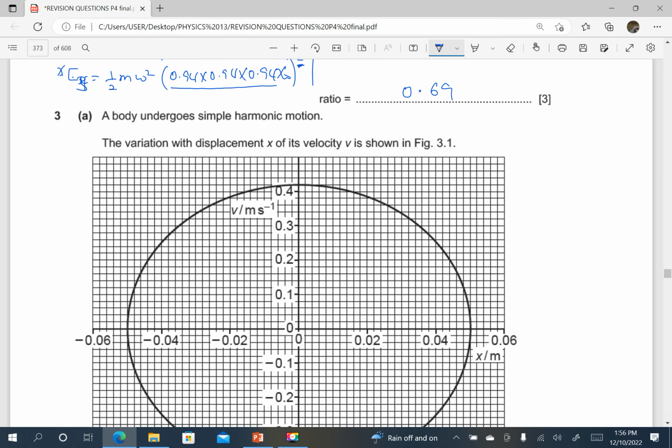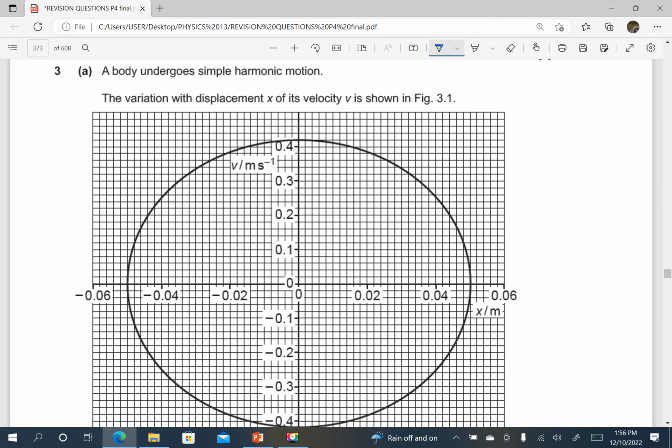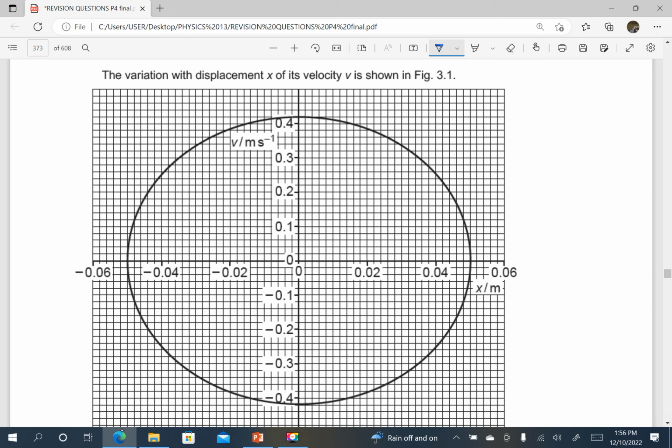The body undergoes simple harmonic motion. The variation with displacement x of its velocity v is shown here. So we can see from the graph, this is amplitude against velocity. We can see the maximum velocity here. The scale on the vertical is 0.1 divided by 5, which is 0.02. So that means this value here is 0.42, negative 0.42.